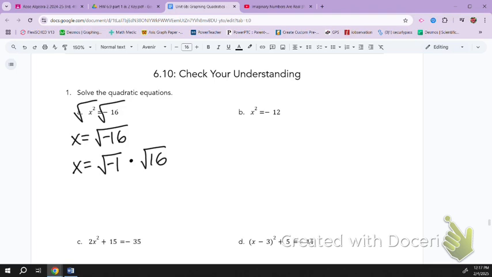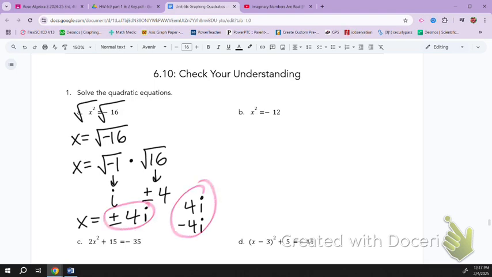Now I'm going to replace, this is going to turn to i. This turns into positive 4 and minus 4. So in the end, my answer is going to be positive 4 or minus 4, i. I could write out both answers. I could say this is 4i and negative 4i. There's two ways you could write that. You could write it with a plus or minus, or you could write them out individually.